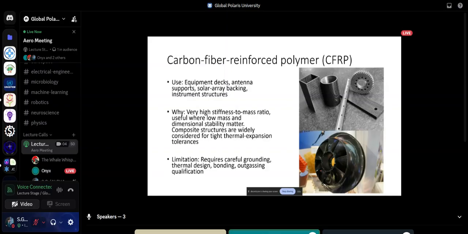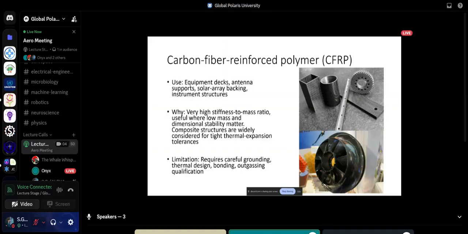Now, this is often used because it's very light, so it has low mass. So if there's ever an application or an opportunity where mass can be reduced on a spacecraft, this is typically one of the first materials that come to mind. Now, it's also widely considered for tight thermal expansion tolerances. This is also one reason why we often see more carbon fiber in automobiles nowadays.